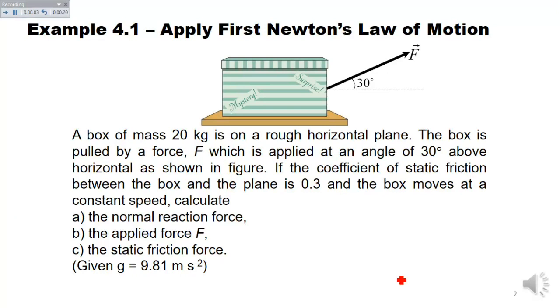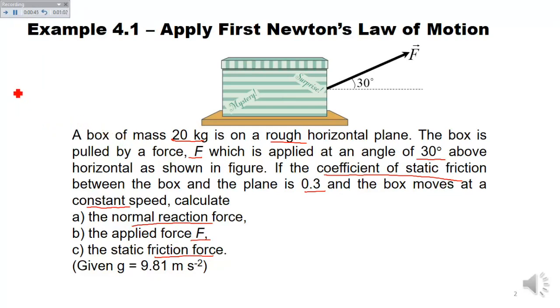Example 4.1. Apply first Newton's law of motion. A box of mass 20 kg is on a rough horizontal plane. The box is pulled by a force F which is applied at an angle of 30 degrees above horizontal as shown in the figure. If the coefficient of static friction between the box and the plane is 0.3 and the box moves at a constant speed, calculate A, the normal reaction force, B, the applied force F, and C, the static friction force, given g equals 9.81 m/s².